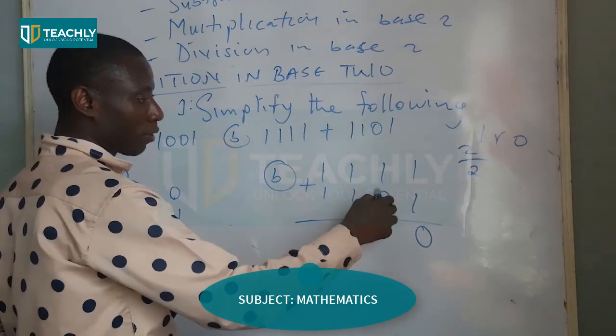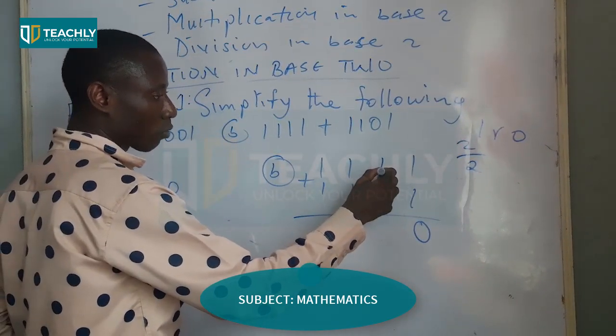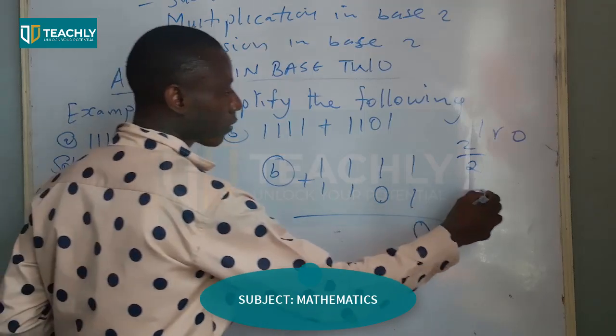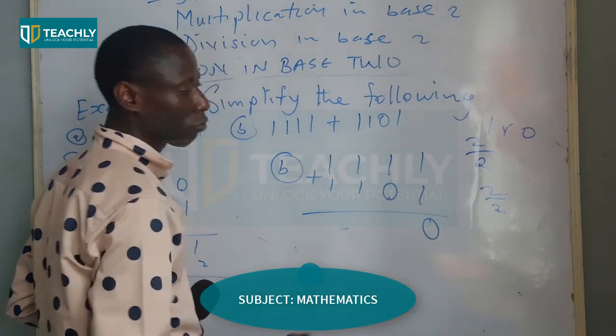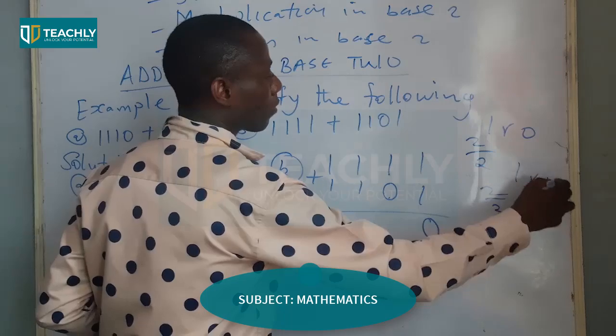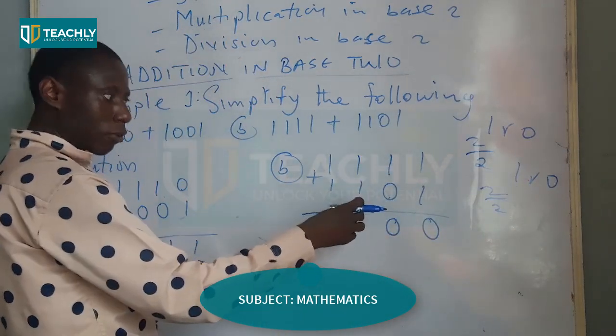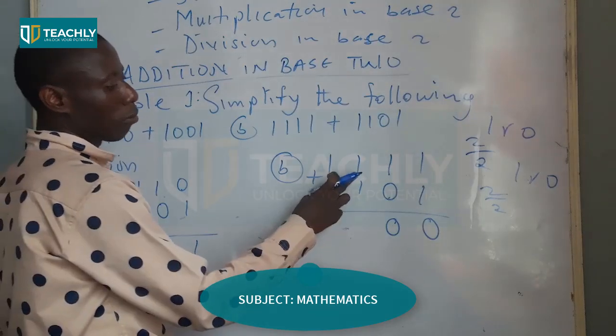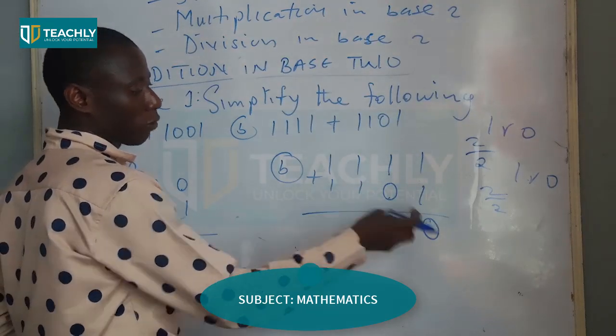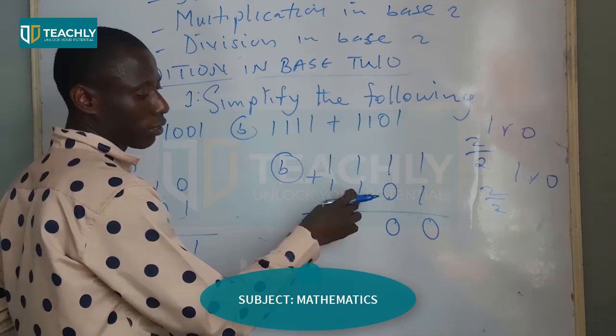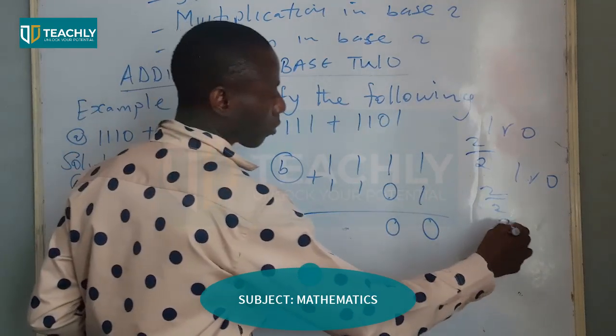If you bring that 1 here, it gives us 1 plus 1, 2, plus 0 is still 2. Divide it again by 2. We have 1 remainder 0. So let's write remainder 0 and carry this 1 to the next column. In the next column, you have 1 plus 1 plus the 1 you are bringing from here, that is 3. You cannot write 3, you are still going to divide it by 2.